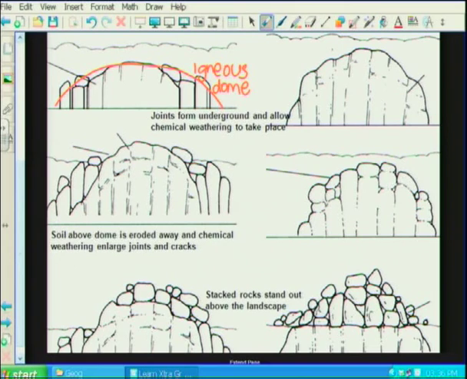You will also notice on the diagram that it is well jointed, so it has all these spaces between the rocks, along which chemical weathering can take place. So we have water seeping through the Earth's surface towards these joints, and obviously the chemical weathering process occurs. This diagram says joints form underground and allow chemical weathering to take place.